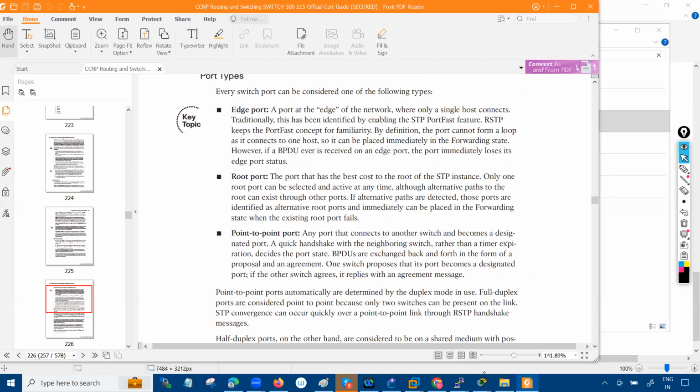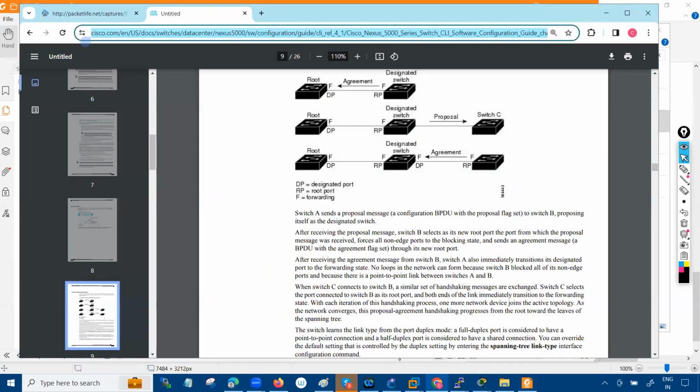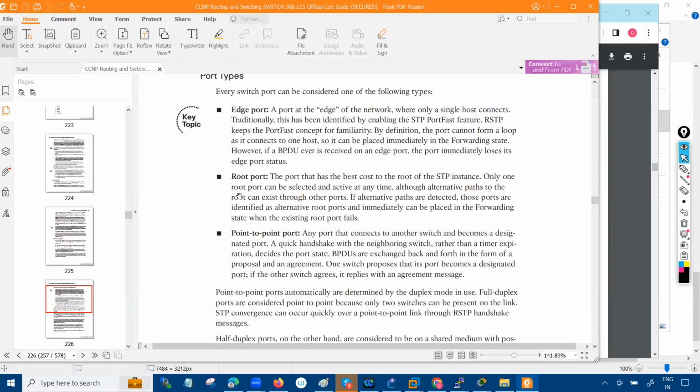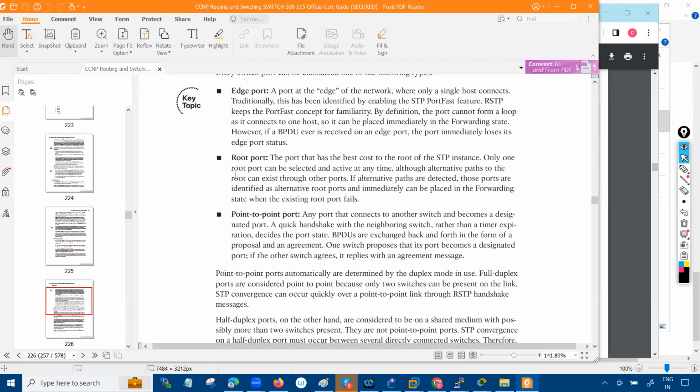I will give you this link. If you want to read about RSTP, you can read from here. I'll put the message in the chat. This link is good, because if you learn RSTP from this book, you will get confused.